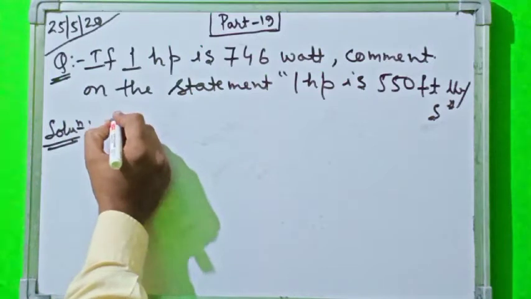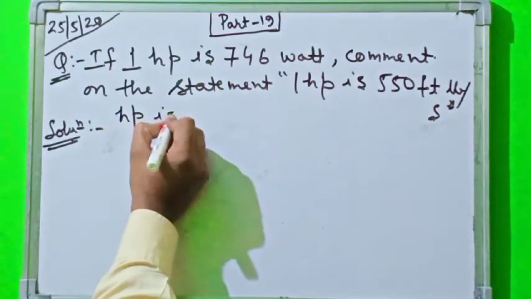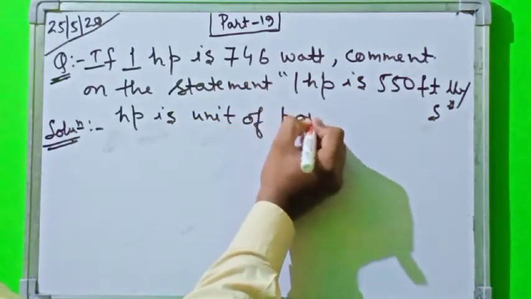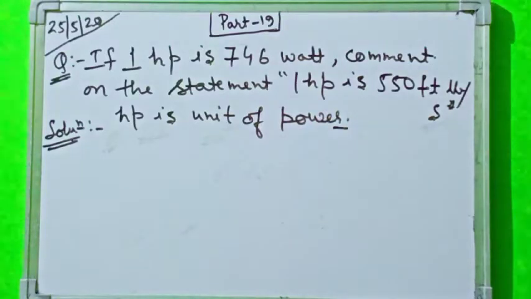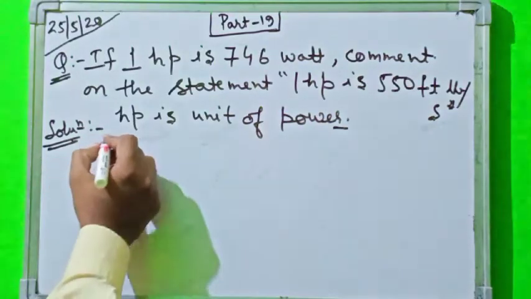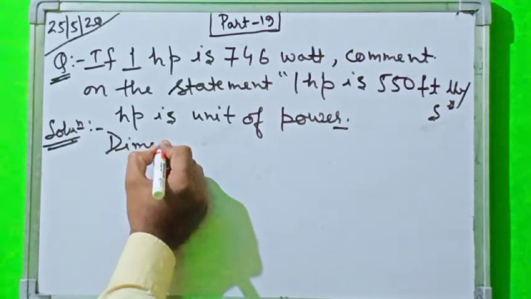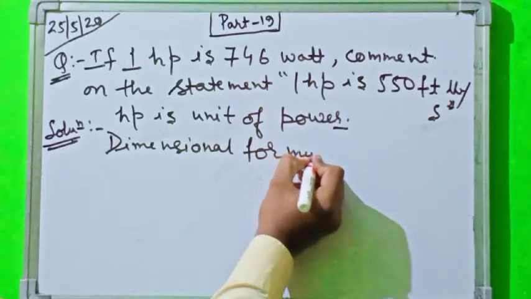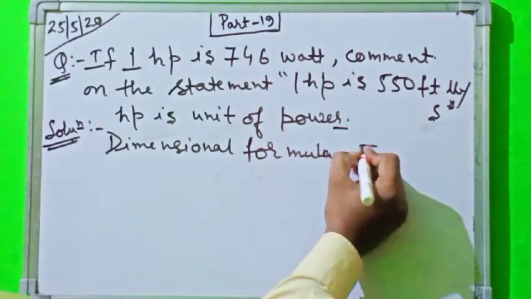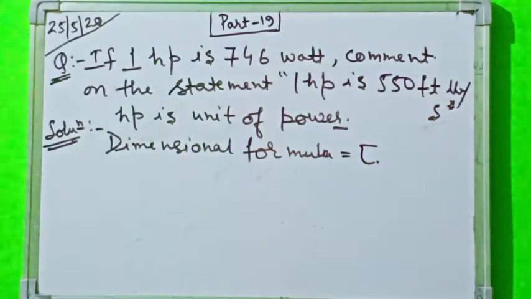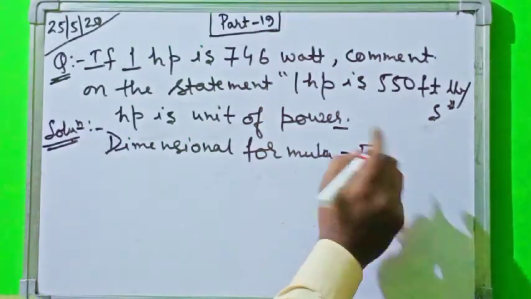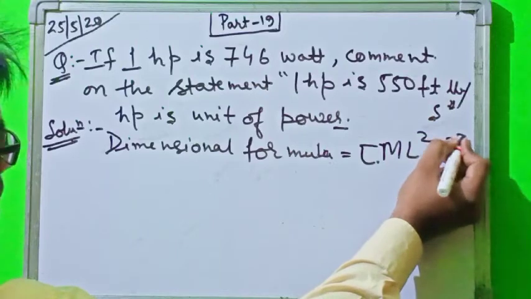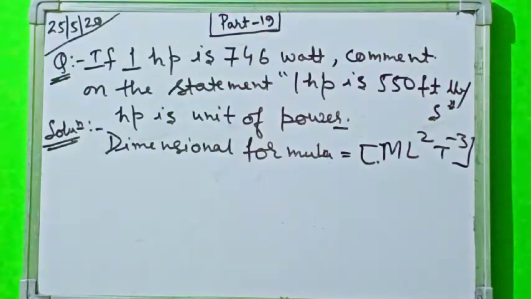You know that horsepower is a unit of power. All of you know that. Its dimensional formula is that of power, work done per unit time. Work done is ML squared T to the minus 2, divided by time, so ML squared T to the minus 3. This is the dimensional formula for power.